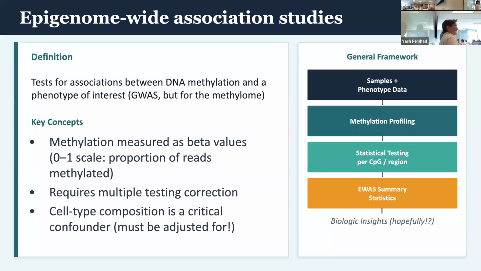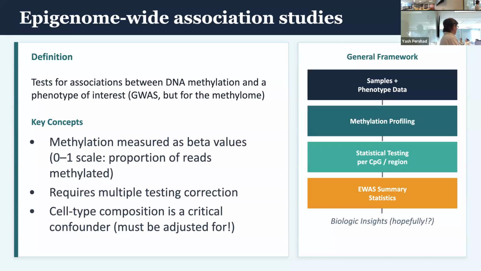A lot of you mentioned that you're interested in doing EWAS and connecting environmental exposures to the methylome and understanding their association with it. What an EWAS is, it just tests for the association between DNA methylation and a phenotype of interest. Since we're the Genetics Institute, it's like a GWAS, but for the methylome. And I think there are three key concepts that I wanted to mention for EWAS.